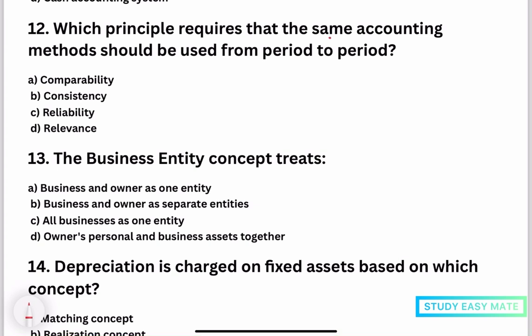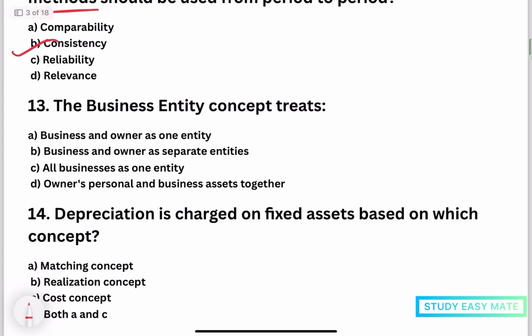Which principle requires that same accounting methods should be used from period to period? That is consistency, same accounting methods. Just look at the words, because that requires that once a business chooses an accounting method or principle, it should continue to use the same method from period to period unless there is a valid reason to change.